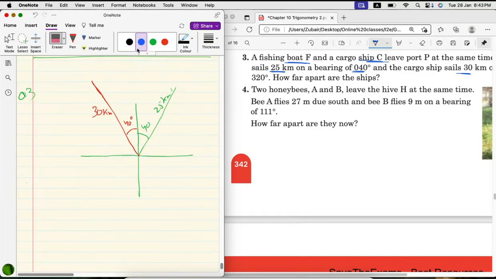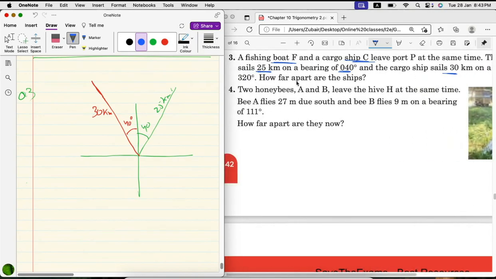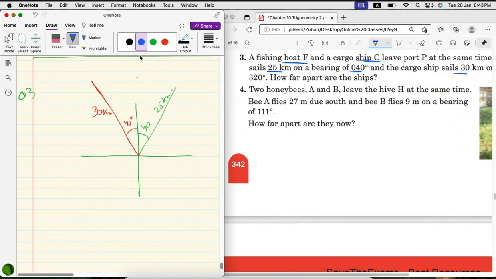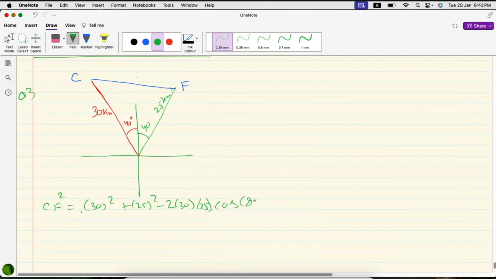We don't need this extra line. Cargo ship is 30 kilometers on a bearing of 320. How far apart are these ships? So this is the distance we need to find. That was the fishing boat. This is cargo. Distances are known. Angle between them is known. So CF squared is equal to the other two sides squared, 30 squared plus 25 squared minus 2 into 30 into 25 into cos of 80.